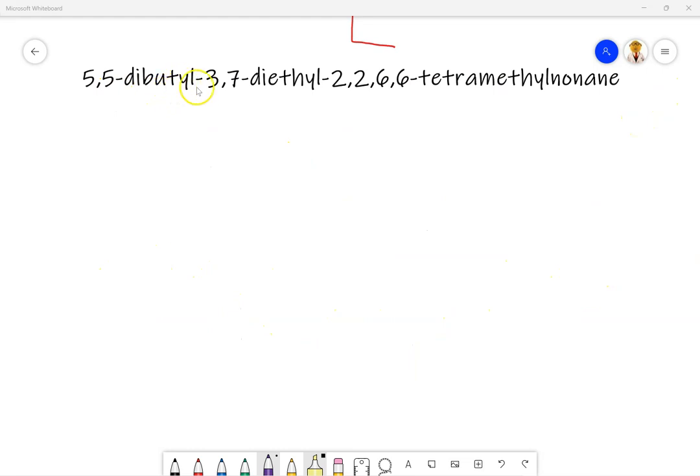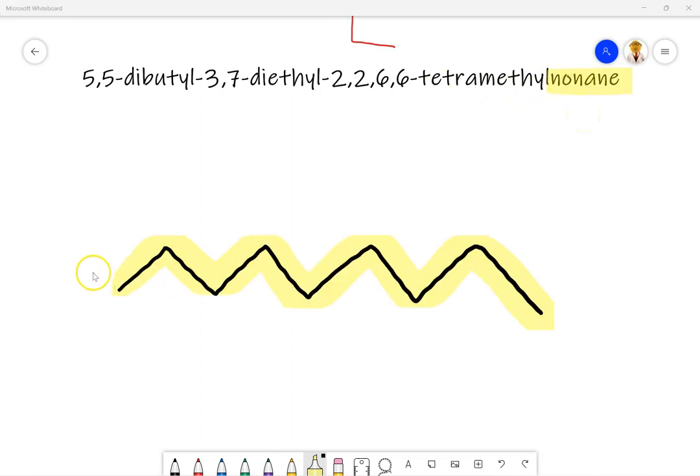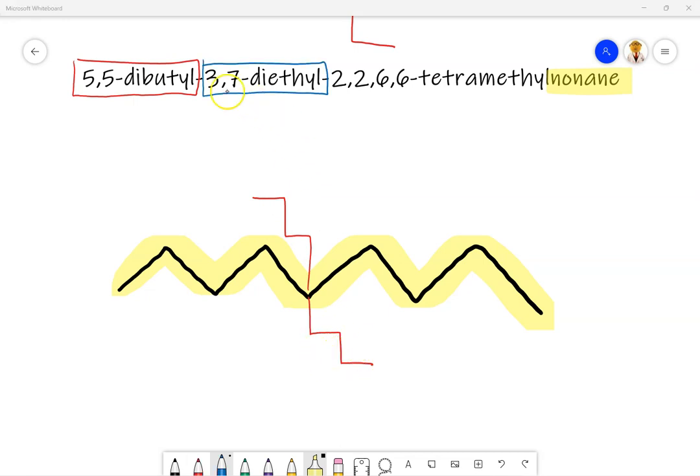Okay, 5,5-dibutyl 3,7-diethyl 2,2,6,6 tetramethyl nonane should look something like this. 9 carbons in the parent chain, 1, 2, 3, 4, 5, 6, 7, 8, 9. Dibutyl tells me that there are 2 of these butyl branches, which means there's supposed to be 4 carbons in them. And they're both located at the number 5 carbon. So 1, 2, 3, 4, 5. There's a butyl branch there with 4 carbons, and a butyl branch over here with 4 carbons.